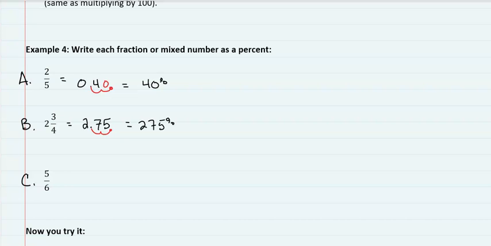All right, and then 5/6 on your calculator is going to be 0.8333, and that's going to keep going. So you get 0.83 repeating. So we're just going to move the decimal point over 2 places, and the 3's are still repeating. So the best way to write that, the most accurate way to write it, is 83.3 repeating percent.